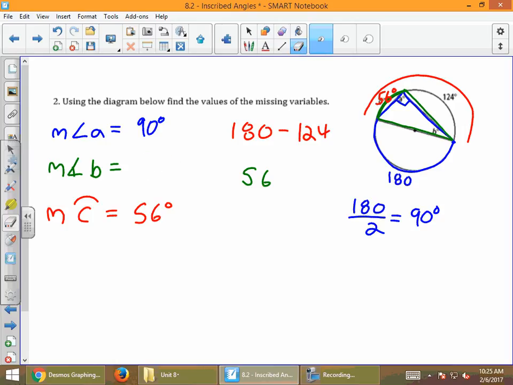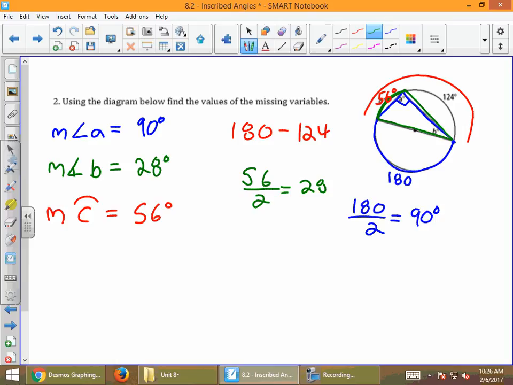What do I know about angles that are sitting on the circle relative to their intercepted arcs? Half. So if this is 56, what's B going to be? Half of what 56 is. So I'm going to divide 56 by 2, and I'll get a 28. So I know that this is 28 degrees.